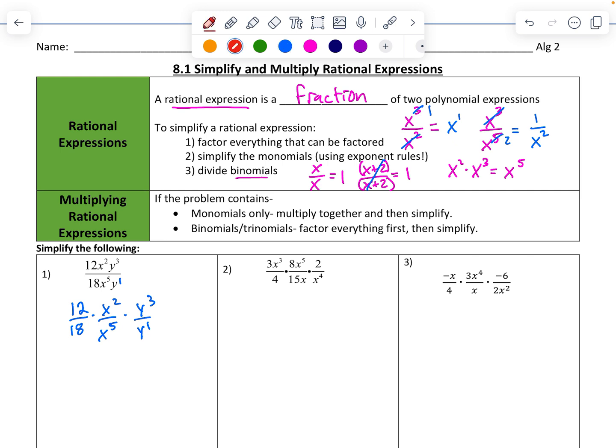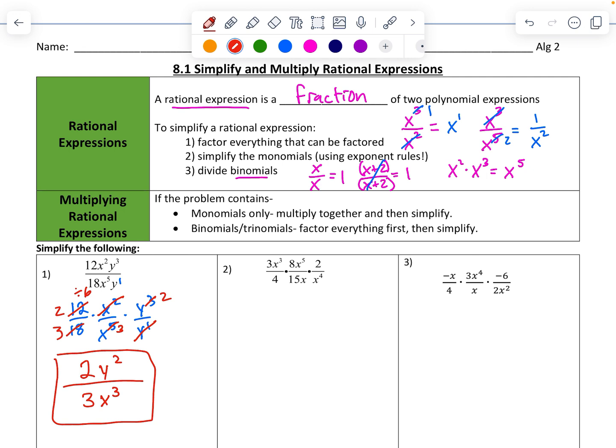So the numbers can both be divided by 6 to simplify. So this would turn into a 2, this would turn into a 3. The x's would subtract, so the 2 would go away. 5 minus 2 is a 3. And the y's would subtract. The 1 would go away. 3 minus 1 is 2. And then I can put it all together. So on the top of the fraction, I'm left with a 2, and I'm left with a y squared. The bottom of the fraction, we're left with a 3, and we're left with an x cubed. So frequently I don't split it up like that, but if that helps you see it, you can always split them up into parts and then put it back together.